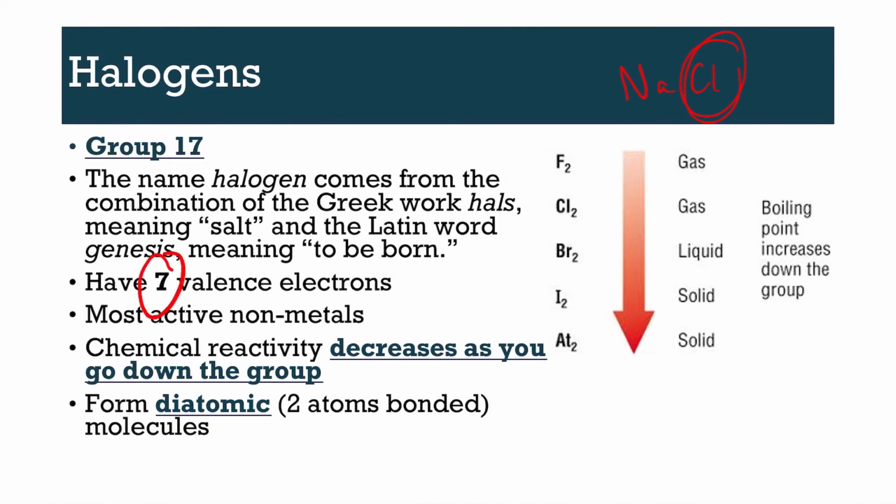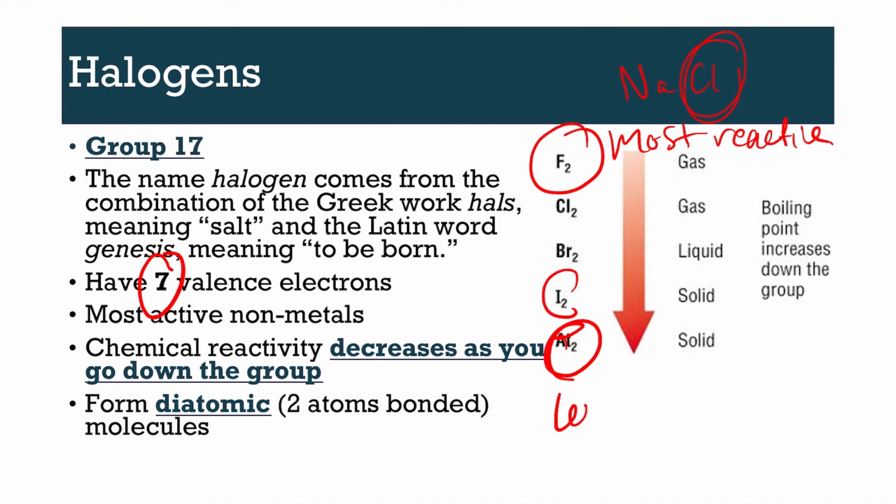So group 17 has 7 valence electrons. These are the most active nonmetals. So they're super, super, super reactive, for nonmetals speaking. The chemical reactivity decreases as you go down the group. So F, fluorine, would be the most active, or most reactive, we could say. And then At would be the least reactive.